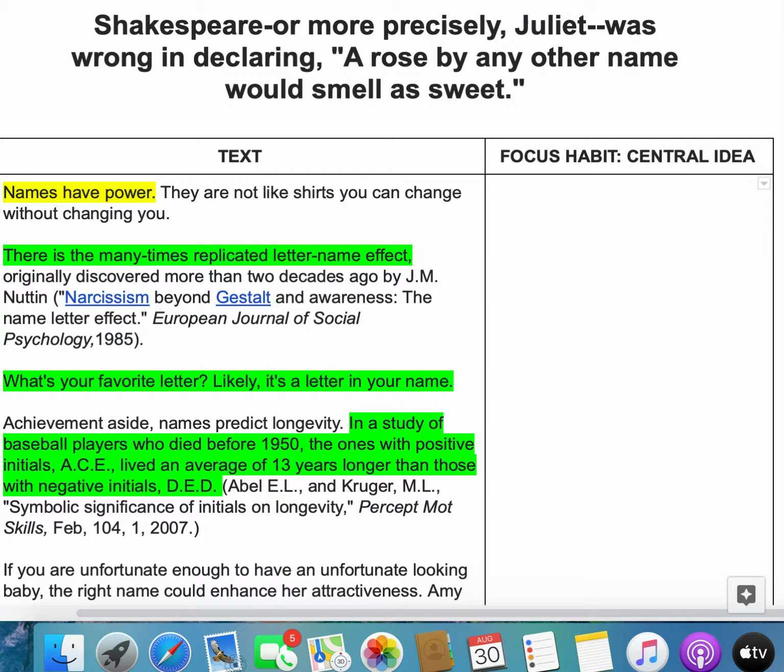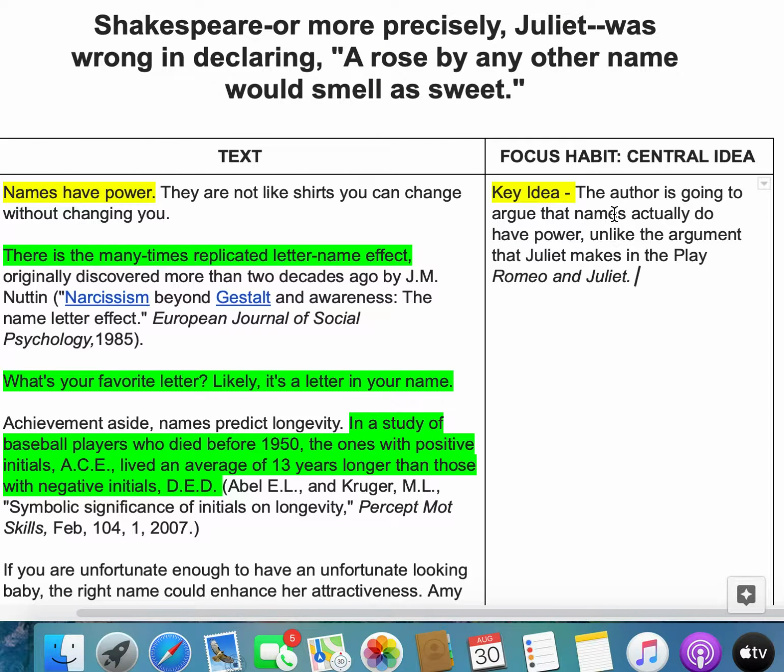It says, "Names have power." Well, this is the author's entire argument. So everything in the text is going to be related to this key idea that names have power. So as we look for a central idea in the text, they need to be related to this key argument. So the author is going to argue that names actually do have power, unlike the argument that Juliet makes in the play Romeo and Juliet. So once we figure out a central idea, it's got to be related to this key idea.